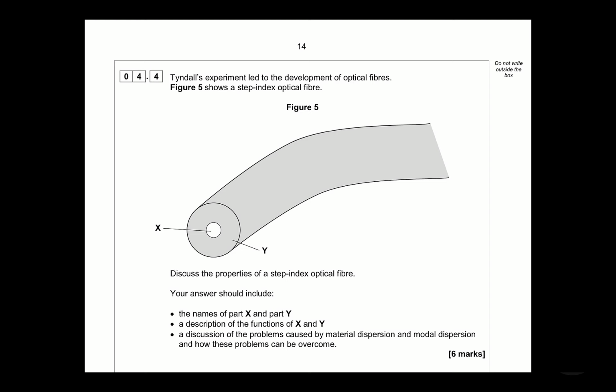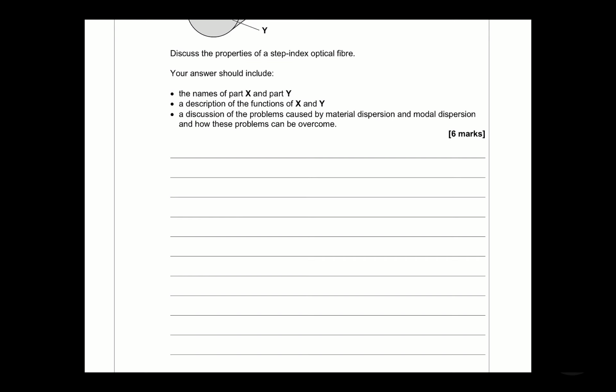Okay, so step index optical fiber. I'm going to just point form this, but this is what you would have to talk about. So X and Y, you'd start by naming them. X is the core, and Y is the cladding. So X, and then what does it do? Well, X carries or propagates the light. Basically make sure it goes where it's going.